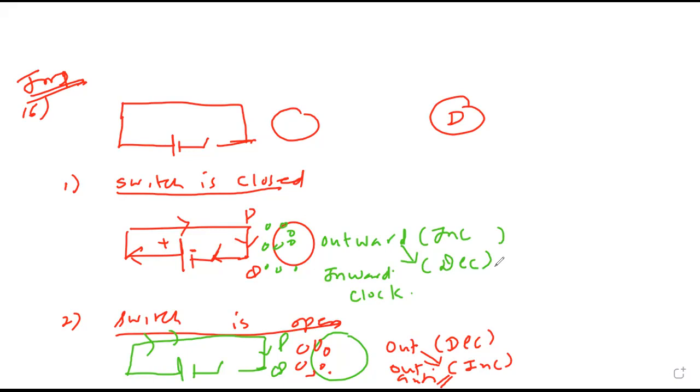When switch is closed, current is flowing in the direction P to Q and increasing. So outward increasing, therefore we want to decrease, inward we got. Second case also outward, but nature will be decreasing. So by Lenz's law, it is opposed by increasing. Outward will increase, therefore anti-clockwise. Option D.